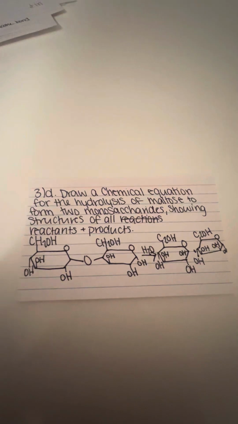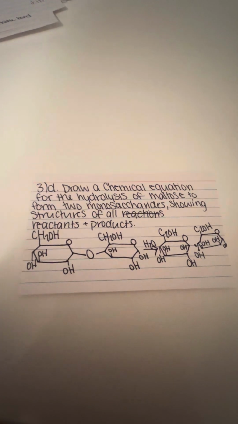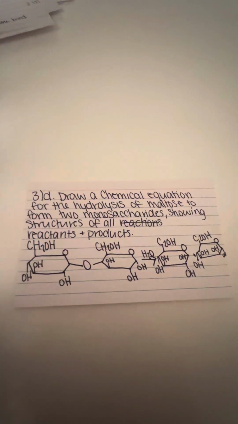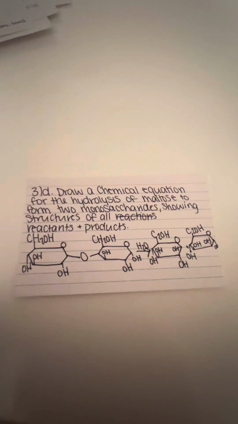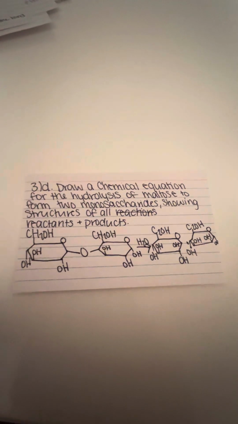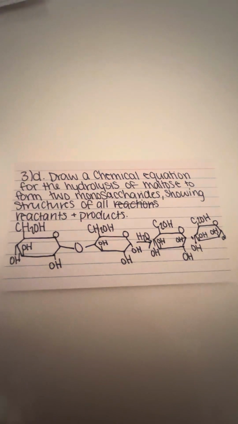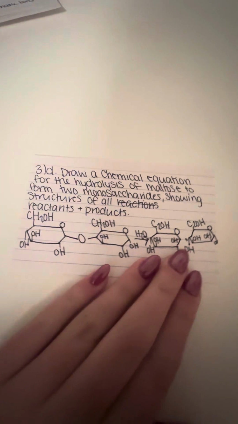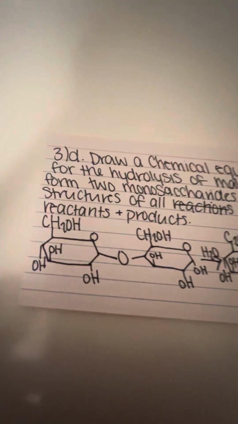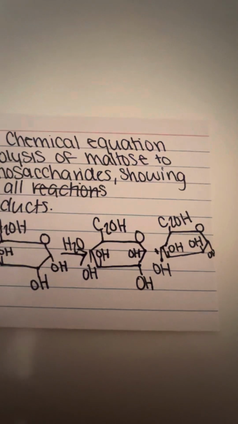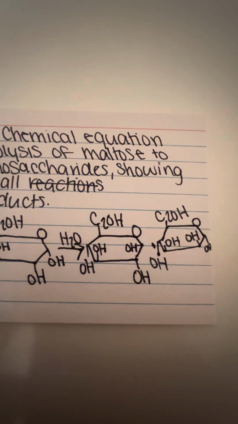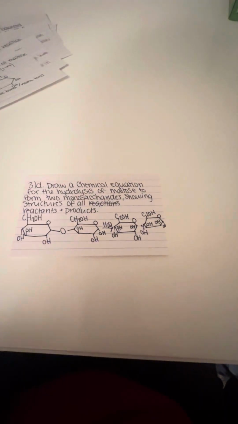And lastly, it was to draw a chemical equation for the hydrolysis of maltose to form 2 monosaccharides, showing structures of all reactants and products. Here's my chemical equation. We kind of ran out of room on this side, so I'll just get a little bit closer. And that is my video for chapter 2.